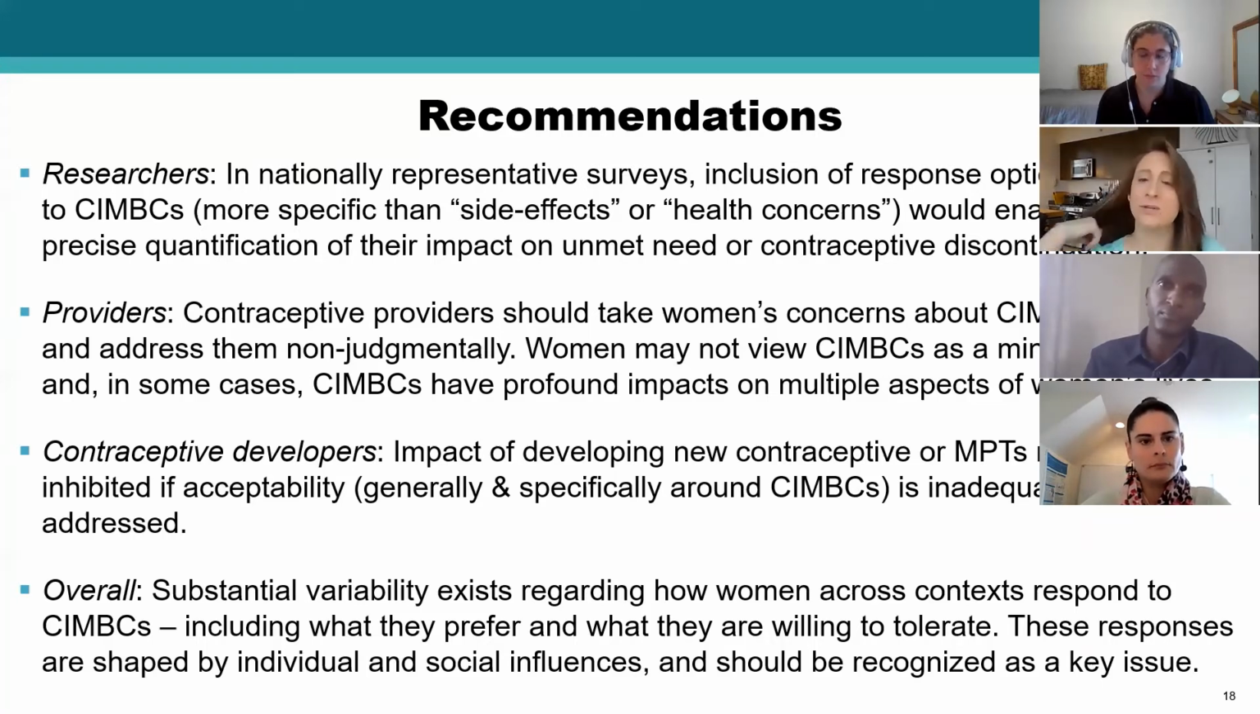So overall, how people perceive and respond to CIMBCs has been historically underappreciated, despite likely and potentially substantial impacts on key issues like contraceptive discontinuation and non-use. Researchers, providers, product developers, policymakers, service delivery suppliers, and funders can use this body of knowledge to better ensure that people have options that align with their preferences and offer an array of contraceptive profiles, including those that have users' preferred bleeding patterns, so that contraceptive users don't need to tolerate undesirable product characteristics in order to use effective pregnancy prevention methods.